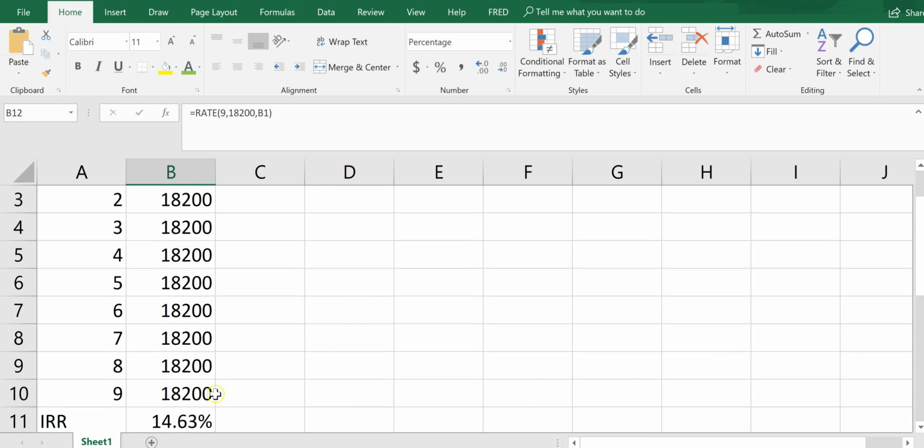But the first way is more general. For any cash flow, you can just put it in this format and then use the IRR function in Excel to figure out the IRR for this cash flow stream.